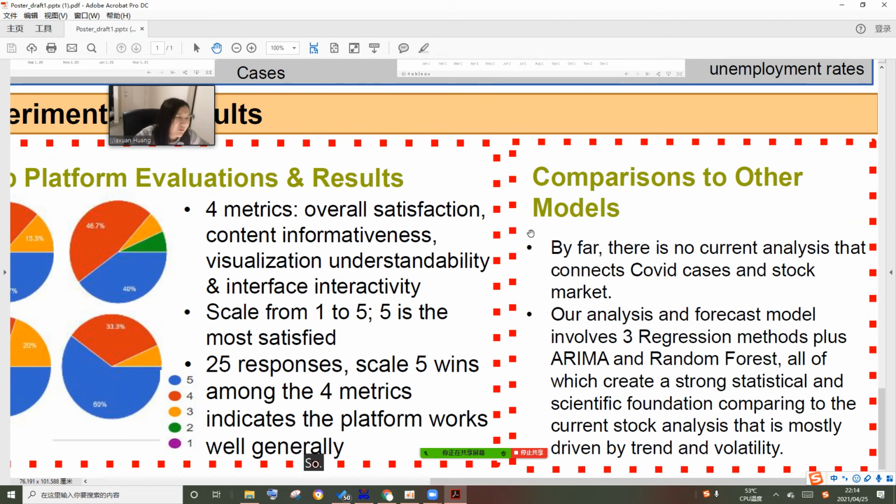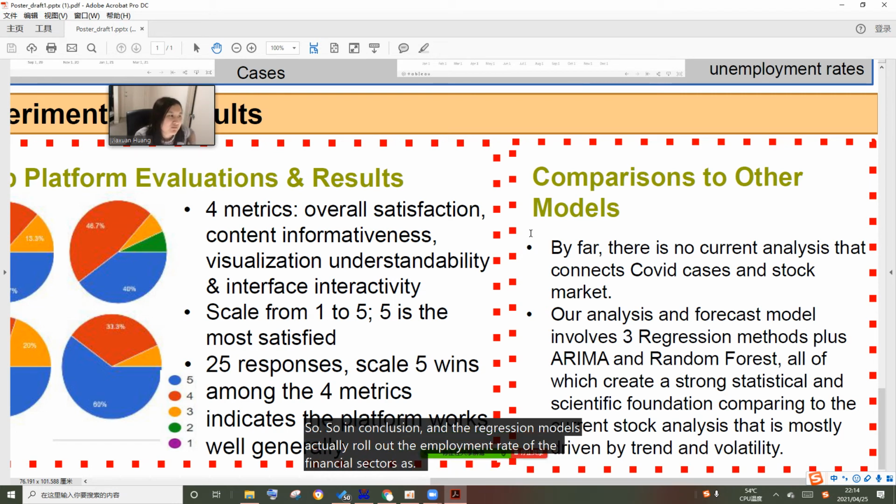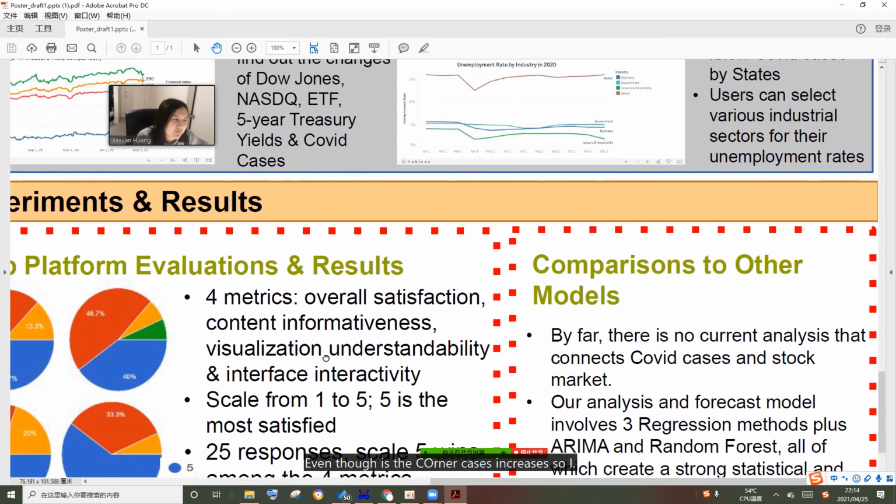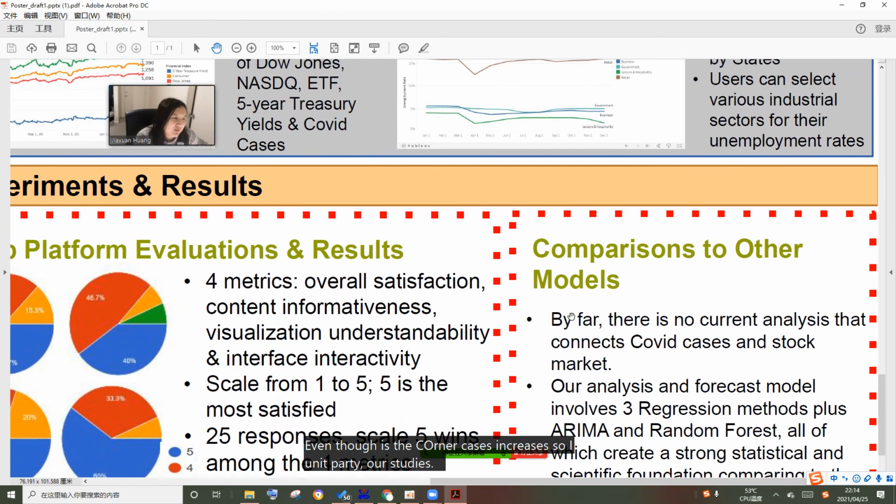So in conclusion, the regression models actually rule out the unemployment rate of the financial sectors as independent variables. We found that the financial industries tend to thrive, even as the COVID cases increase. The unique part in our study is we managed to connect the COVID cases and the stock market, which the previous study did not show.